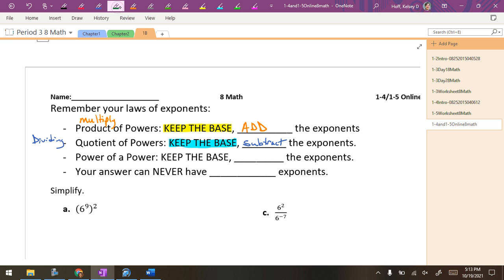Power of power is what we learned on Monday, where you have a base and an exponent raised to another exponent. You have multiple exponents stacked on top of one another. Keep the base and multiply the exponents. What we focused on yesterday was your answer can never, ever, ever have negative exponents. Don't let negative exponents change anything you do in the middle. Nothing changes in the middle. It's just that very last step.